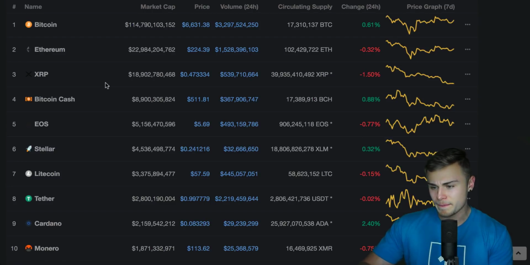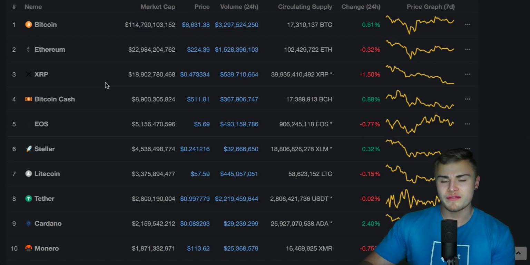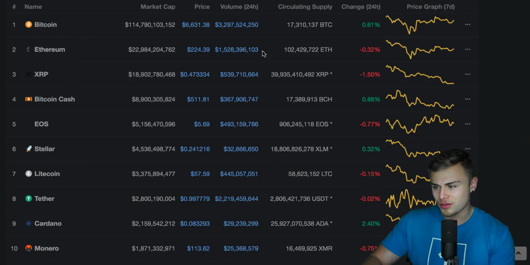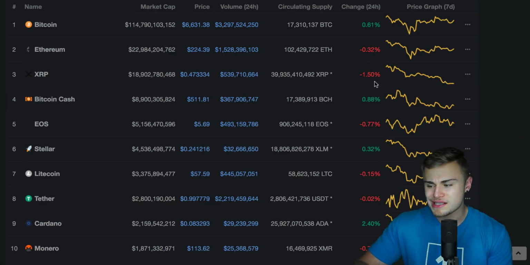Bitcoin Cash at 0.88% at $511. Stellar, not doing too well. But Litecoin is actually down by 0.15 at $57. Ethereum down by 0.3. XRP down by 1.5. So again, we're really not seeing much movement at all.